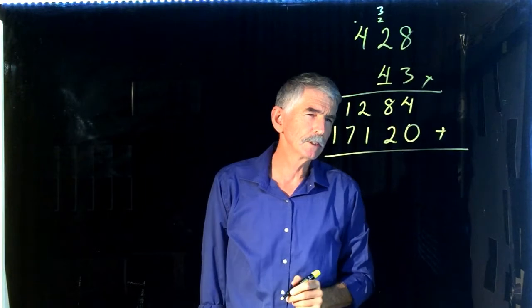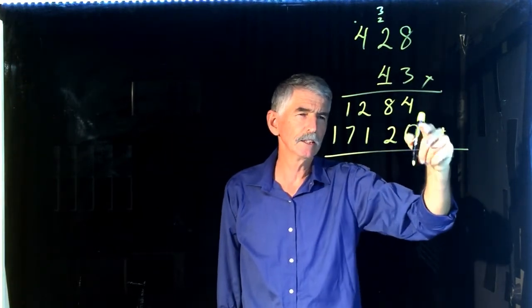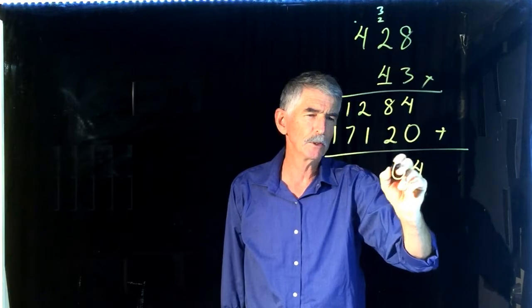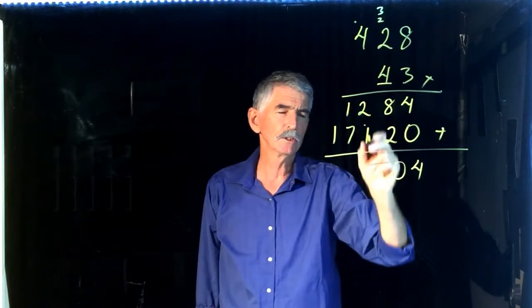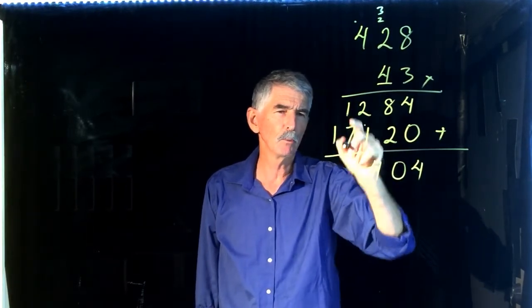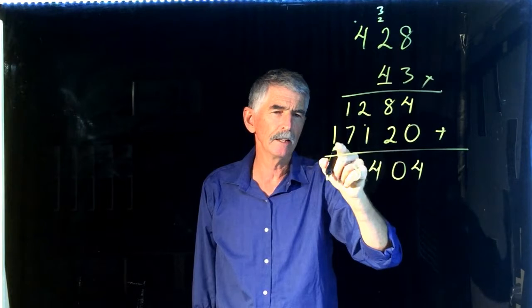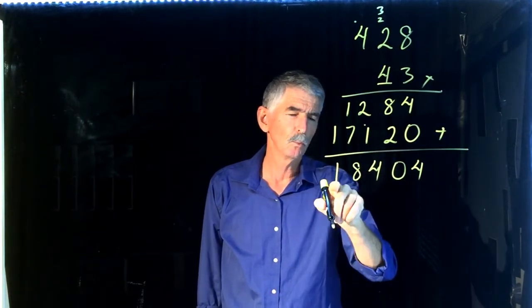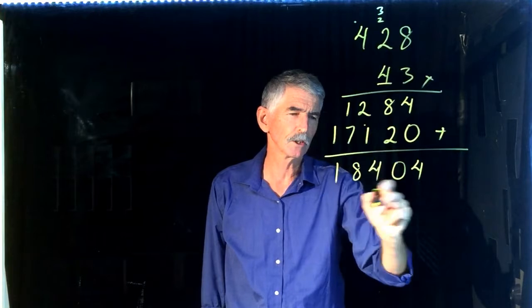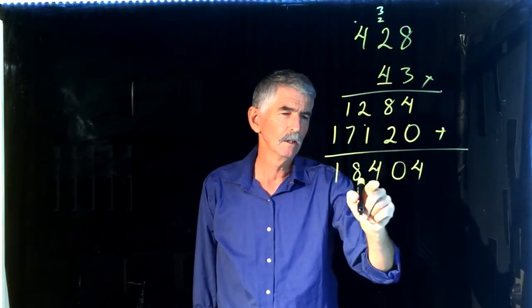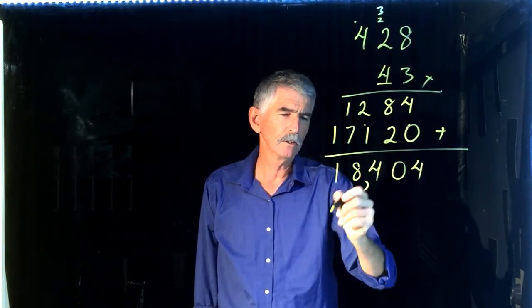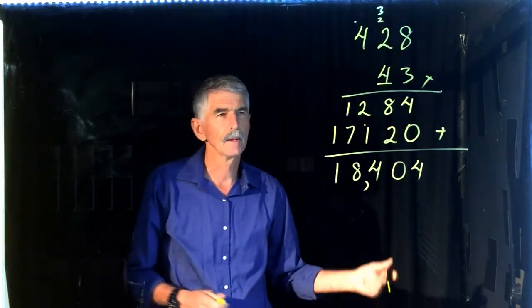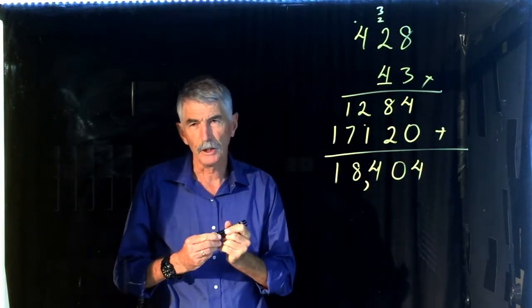Okay, now that you've come back to us, the next step is adding these two together. So 4 and 0 is 4, 8 and 2 is 10, I put down the 0, I trade up the 1, 2 and 2 is going to be 4, 7 and 1 is going to be 8, and 8 and nothing is going to be 1 in the tens of thousands column. So I go across: 18,404. We'll stop there.